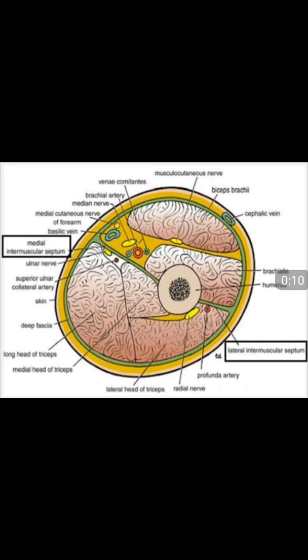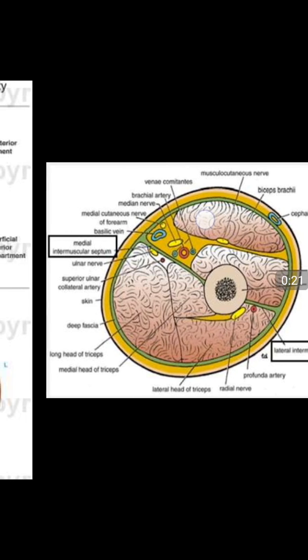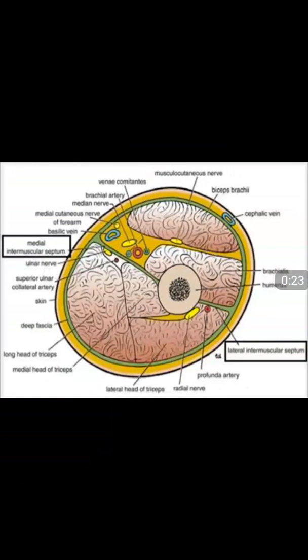In my previous videos, I talked about the flexor compartment of the arm. In this particular video, I'm not using that animation model. Rather, I'm just using a plain picture or diagram, so you could have a very good insight of how compartmentalization of a limb occurs, how compartments are formed.